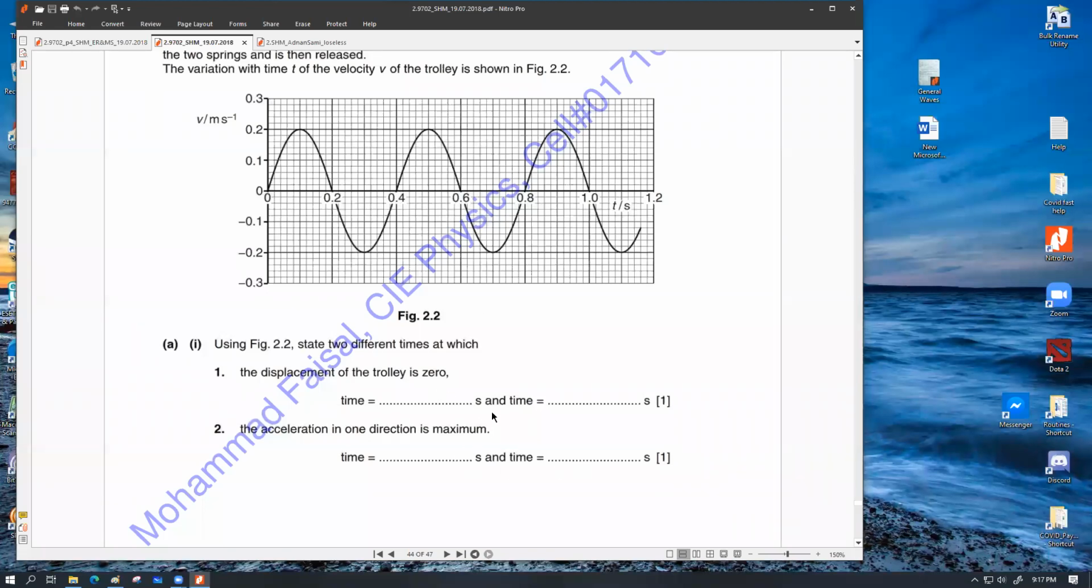So you have to understand the idea of how this VT graph works. Basically what they are asking is, can you interpret the VT graph into displacement and acceleration information. So that's what they're checking over here. And both of these numbers have to be absolutely correct to score this 1 mark. It's one mark for both of these answers. If any of these is wrong, you shouldn't be scoring this 1 mark.